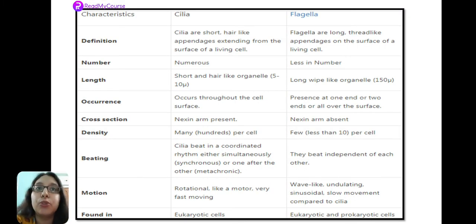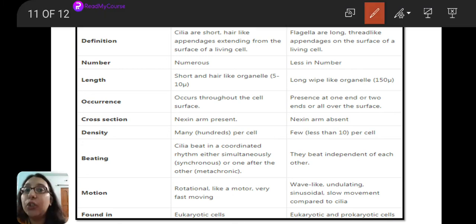So that brings us to the basic differences between cilia and flagella. I think by this time we have already understood. See, definition, let it be. Next, come to the number. In cilia we have numerous; flagella are less in number per cell. Then in the case of length, we already know cilia are much shorter, 5 to 10 micrometers, and flagella are much longer, right? Cilia occur throughout the cell surface. Of flagella, 1 or 2 are present.